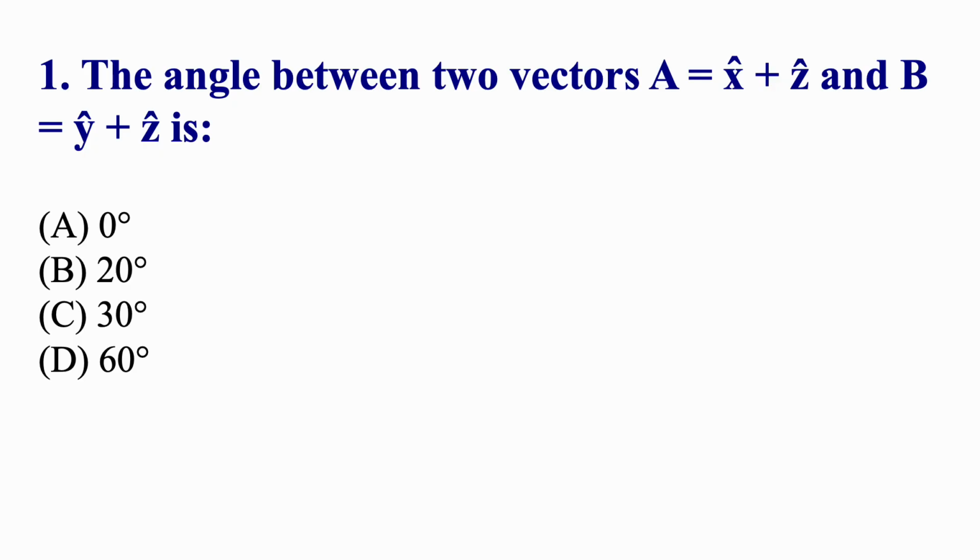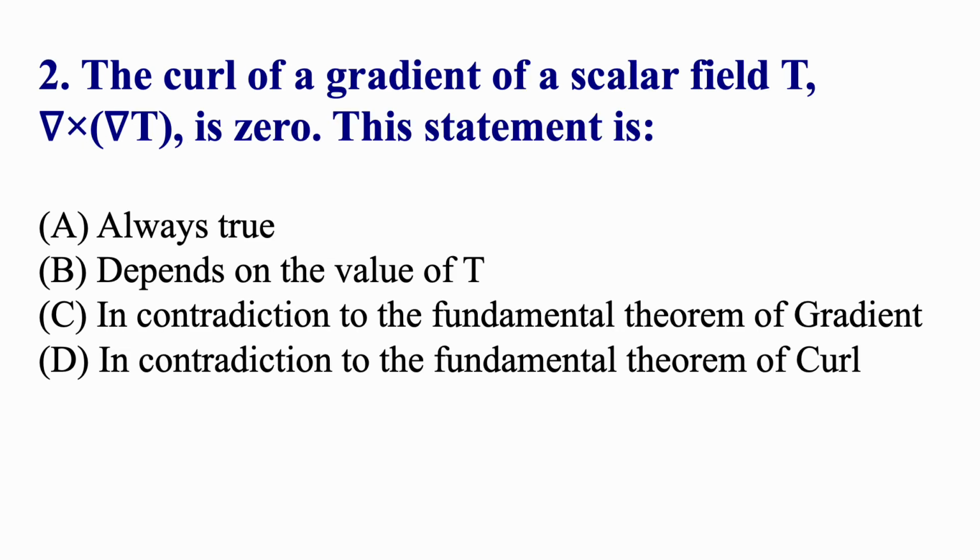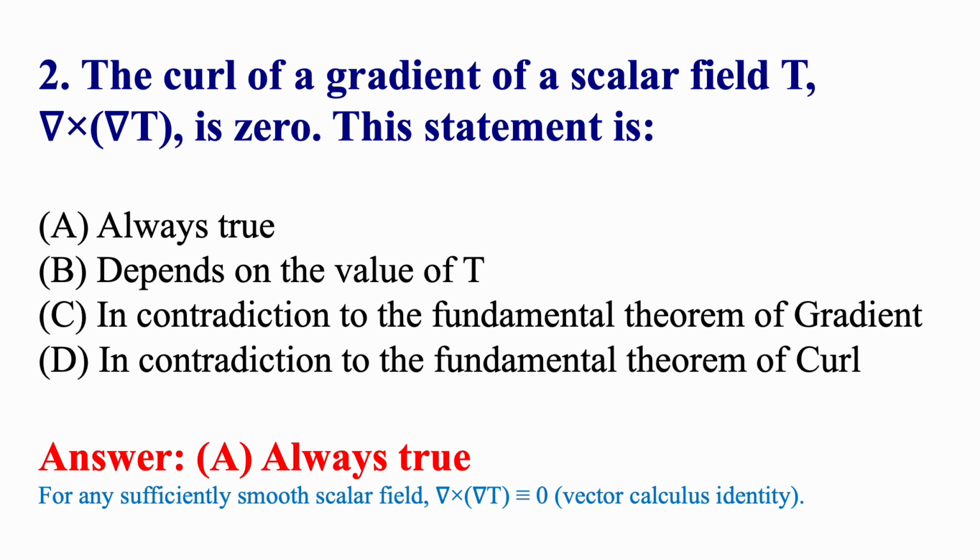The angle between two vectors A = x + z and B = y + z is 60 degrees. The curl of a gradient of a scalar field T, del by del T, is 0. This statement is always true.